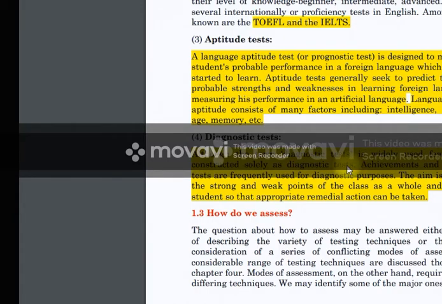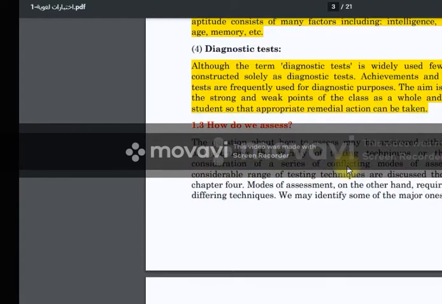Now, point 23, how do we assess? We have 5 modes of assessment. So how do we assess? We assess formally and informally, formatively and summatively, continuously and terminally, internally and externally. We assess coursework and examination.